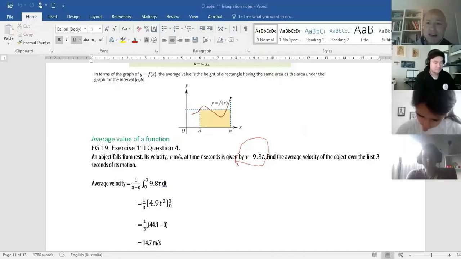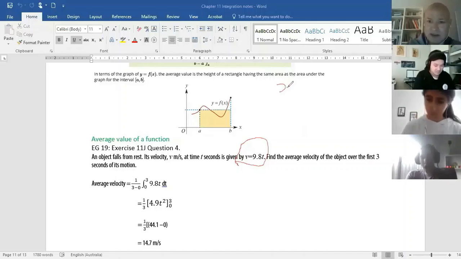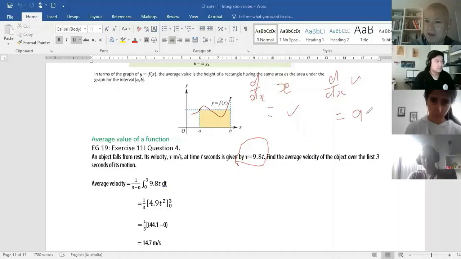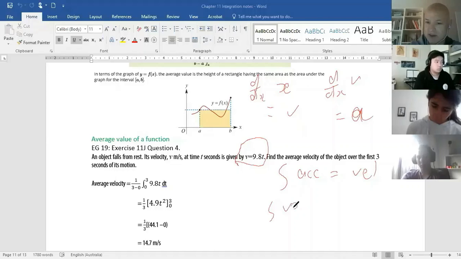Now let me go back a step in case you've forgotten. Remember, if we have the distance and we differentiate the distance rule, then we get the velocity rule. If we have the velocity and we differentiate that one, then we get the acceleration rule. And of course, if we want to go backwards, we integrate. So if we integrate the acceleration, that gives us the velocity, and if we integrate velocity, it gives us the distance.